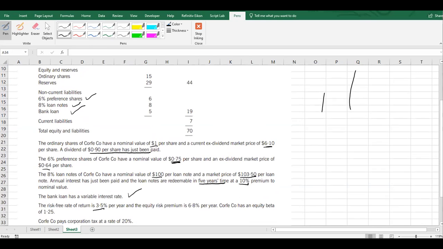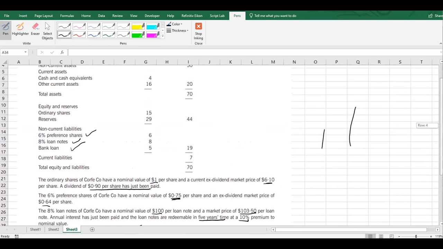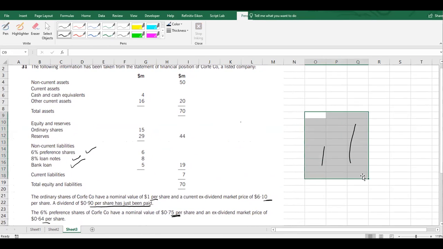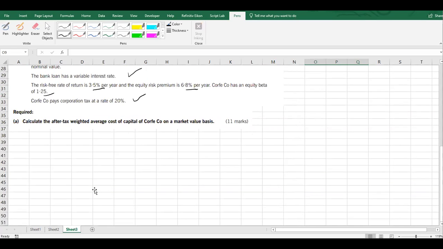The risk-free rate is 3.5%. The equity risk premium is 6.8%. The company has an equity beta of 1.25. And the corporate tax rate is 20%. Okay, let's solve this question. So first of all, calculate the cost of equity. Part A. First of all, solve the cost of equity.